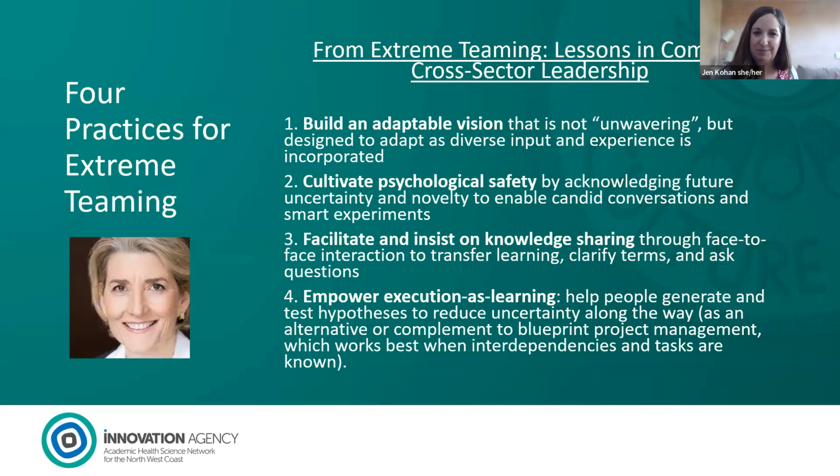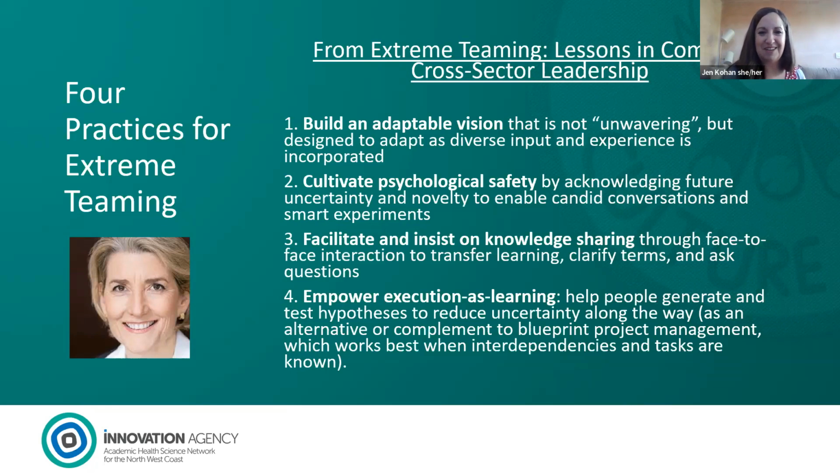And last but not least, I'll probably call this my final slide here. We adore Amy Edmondson's work. If you're into psychological safety, you'll know who she is. But she has a great book called Extreme Teaming: Lessons in Complex Cross-Sector Leadership. And these are four of her big tips. I love this first one: build an adaptable vision. Absolutely, you need a vision, but as you move through collaboration, you're going to learn things that are going to ask you to reshape your vision. And that's right. So you can't be so unwavering that you can't change the vision if that's what is called for by the people you're trying to serve.